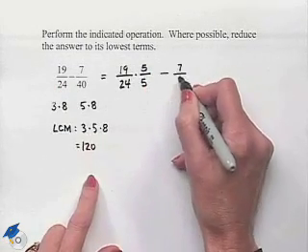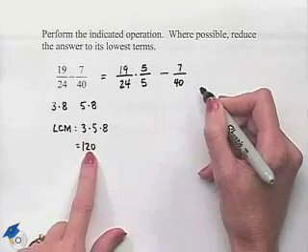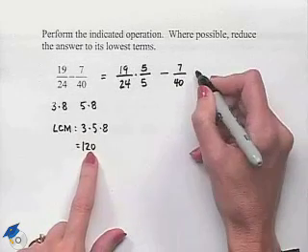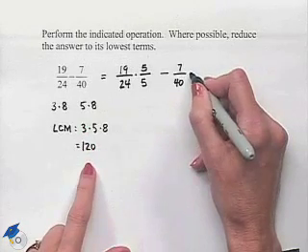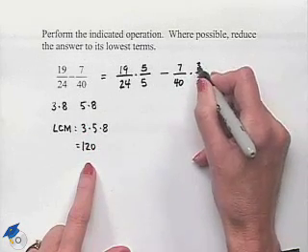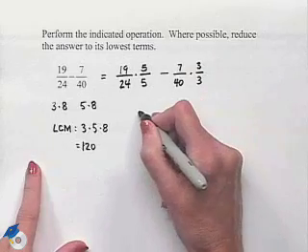We have 7 over 40. We need to come up with a denominator of 120. Multiplying 5 times 8 times 3 gives us 120. So if we multiply both numerator and denominator by 3, we'll end up accomplishing this.